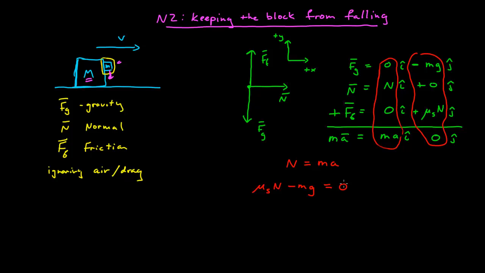So the first thing I recognize is I can answer my first question, which is: is there any constant speed, ignoring drag, where the mass does not fall? And the answer is no. At any constant speed, if v is constant, then a is 0. If a is 0, then n is 0 from here. And if n is 0, then the frictional force is 0, and you simply have the force due to gravity and it falls.